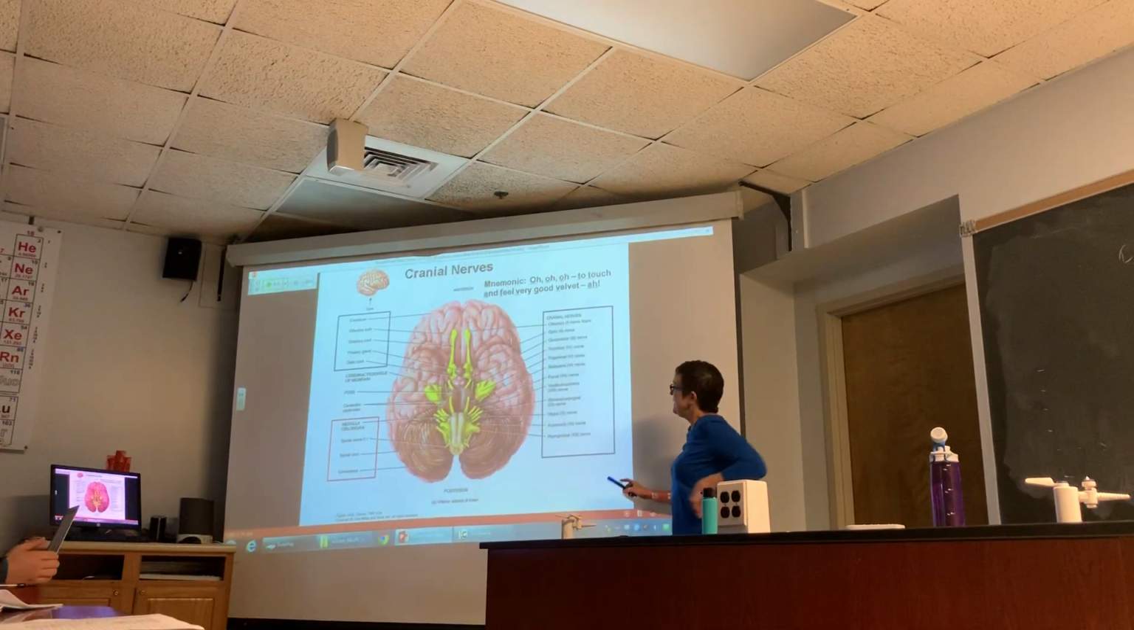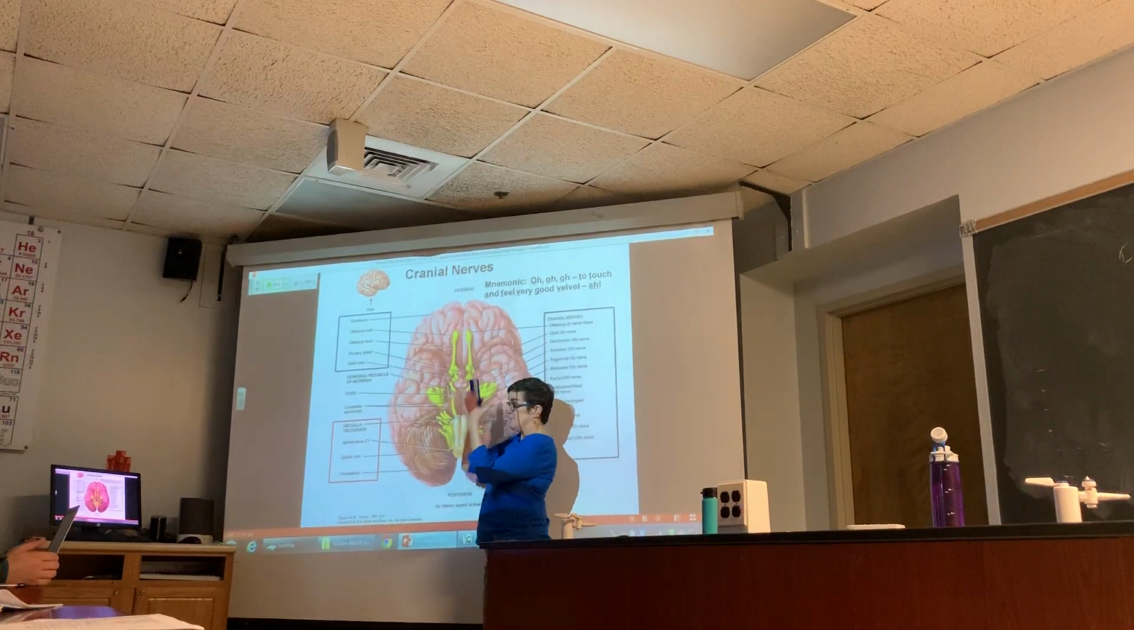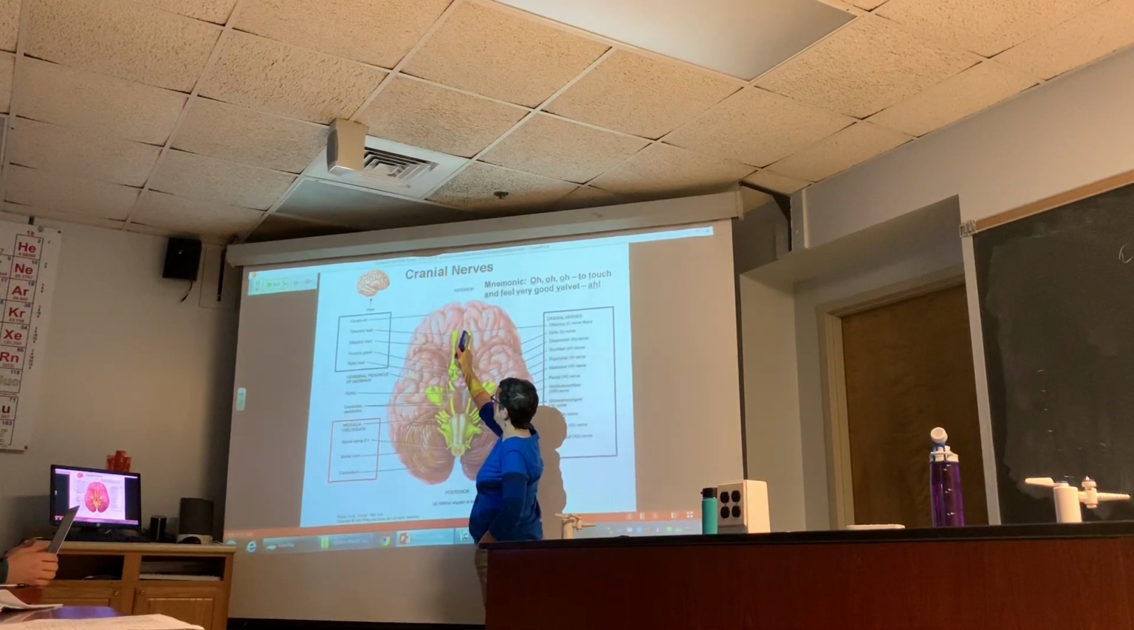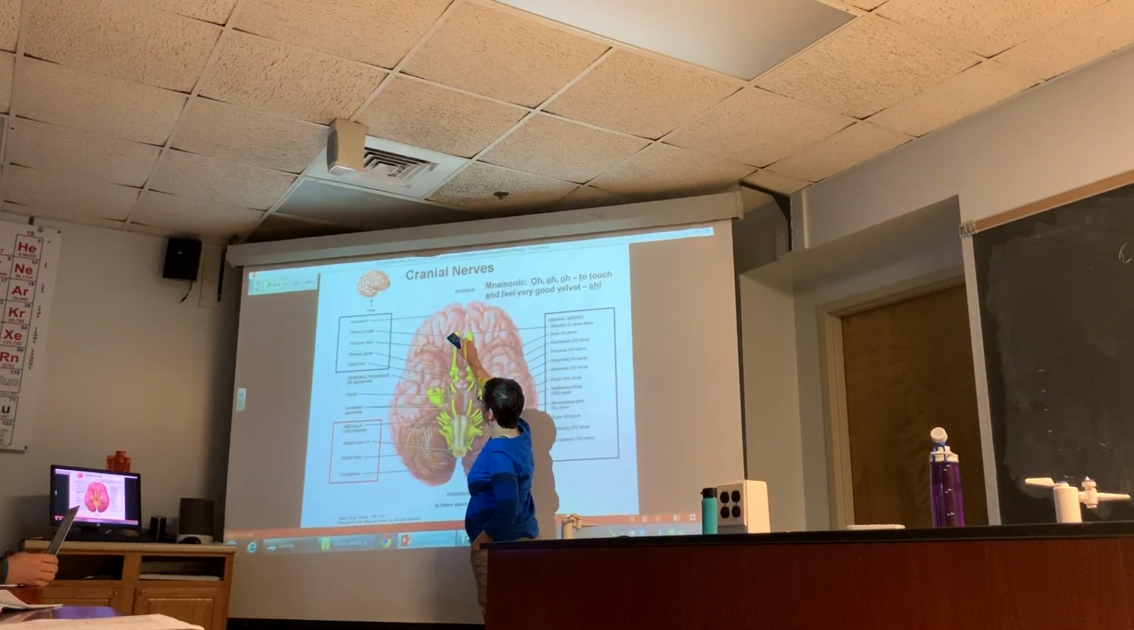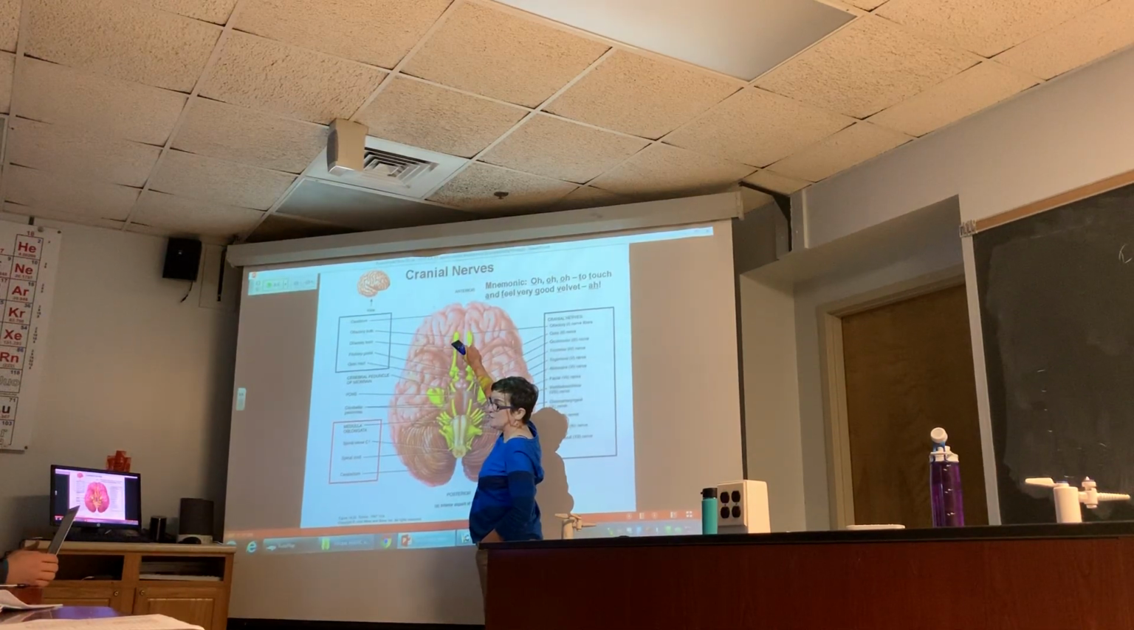So remember, this is an inferior view of the brain, this is above the cribriform plate, okay? This is the olfactory bulb, it's full of those olfactory bulb neurons. This is where the synapse takes place between the olfactory receptor cells and those second order neurons.